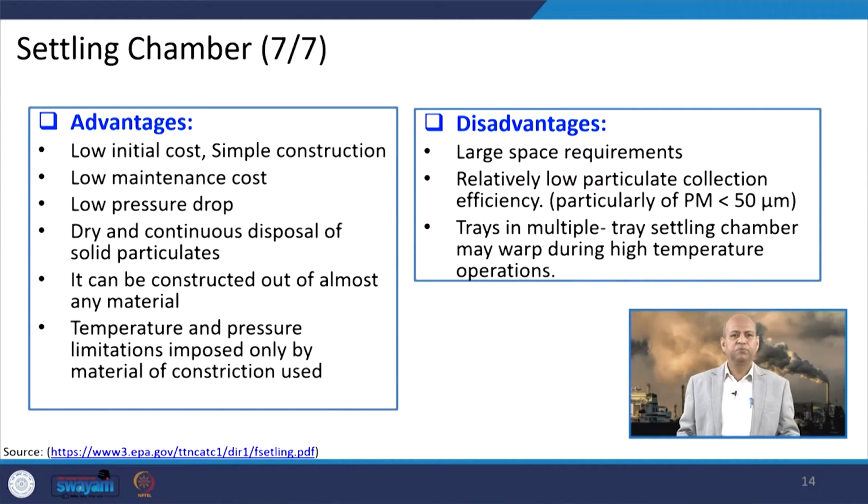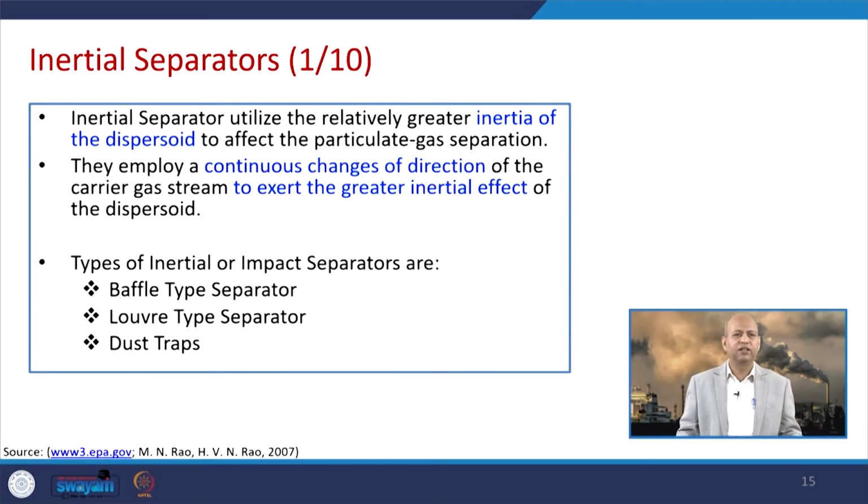Then relatively low particle collection efficiency, like beyond 40 or 50 micrometer. If it is less than that, then it is difficult to trap them unless we provide those horizontal trays etc. It is good for 40 or 50 micrometer. Then trays in multiple tray settling chambers may warp during high temperature, they can undulate, they can get D-shaped kind of things. So, those are the issues with this settling chamber.